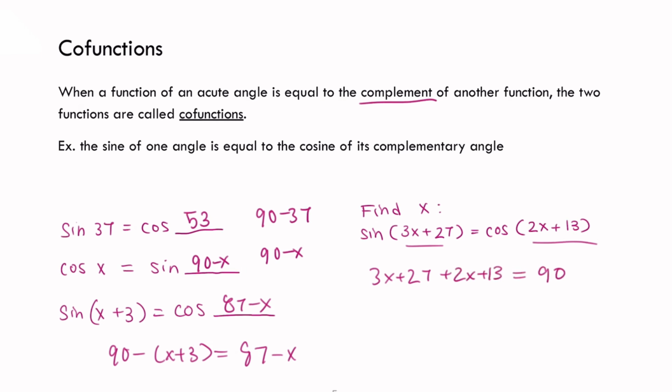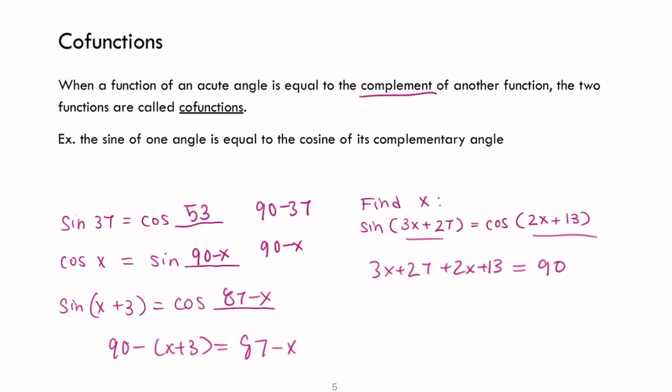So now let's just solve for x. 3x plus 2x is equal to 5x plus 27 plus 13, which is equal to 40. And then we can do 90 minus 40, which is 50. And then 50 divided by 5, which is equal to 10. So x is equal to 10.